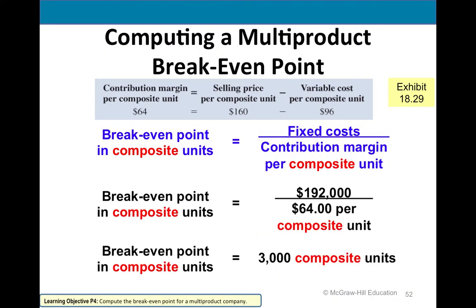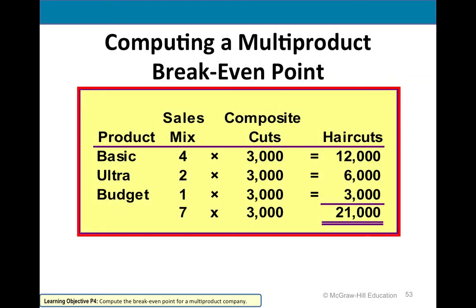Again, a multi-product break-even point we see here. So now it says with all these haircuts, just to break even, you've got to give 3,000 haircuts per month. We see here each one gets 3,000. So again, let's say 21,000 haircuts you've got to give altogether, from the basic, the ultra, and the budget.